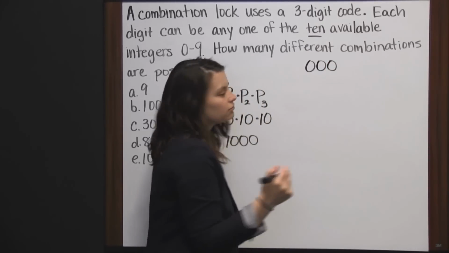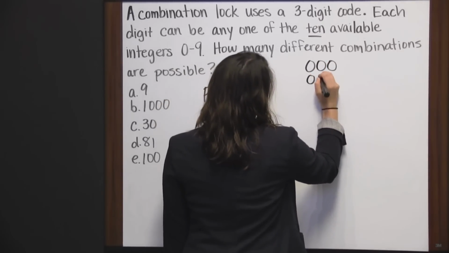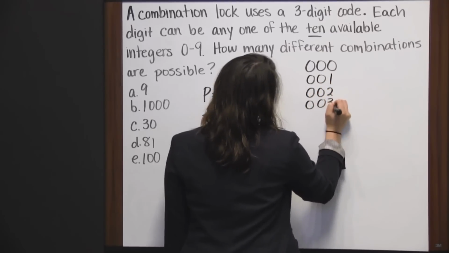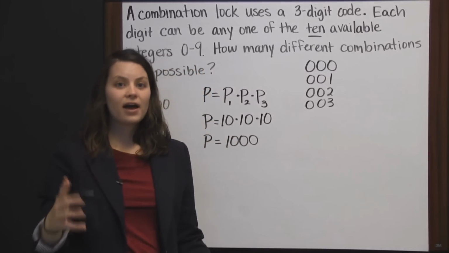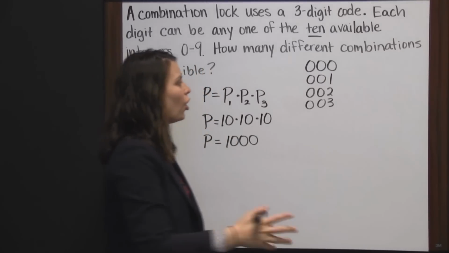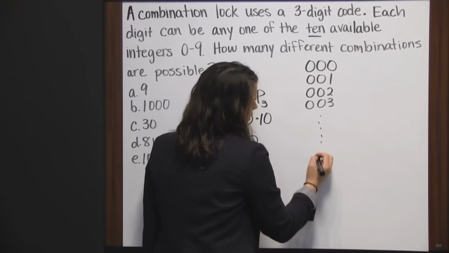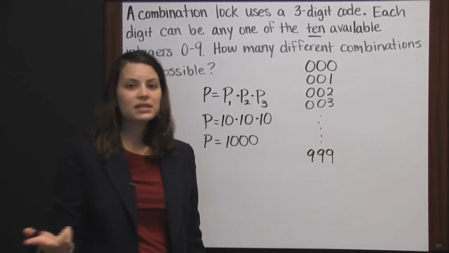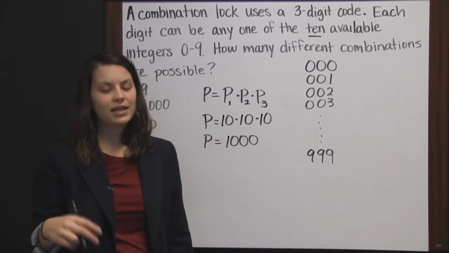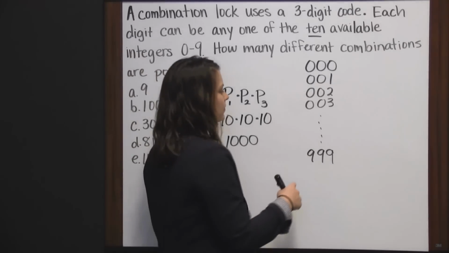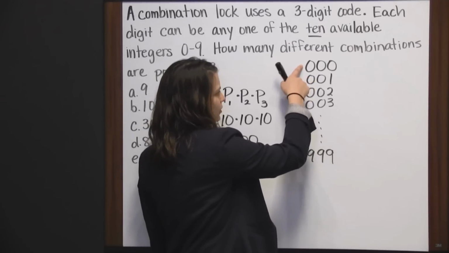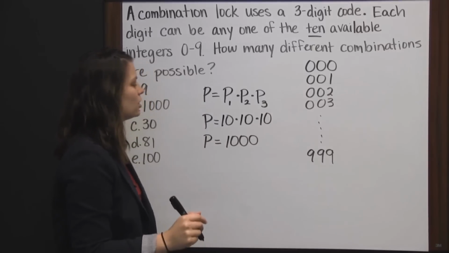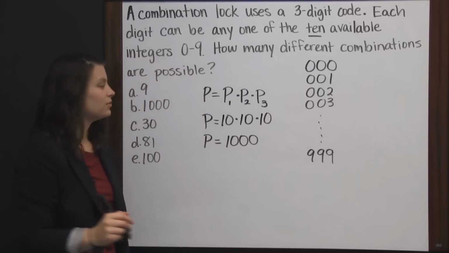0, 0, 0 would be the first. Then 0, 0, 1, 0, 0, 2, 0, 0, 3, 0, 0, 4, 5, 6, etc., all the way up to 999, which makes it seem like there are 999 possible outcomes. But really, we have to count this first one, the 0, 0, 0, which gives us the total of 1,000 possible outcomes.